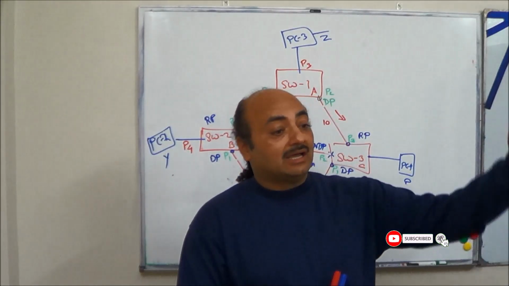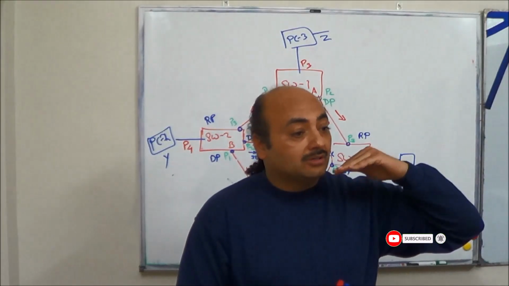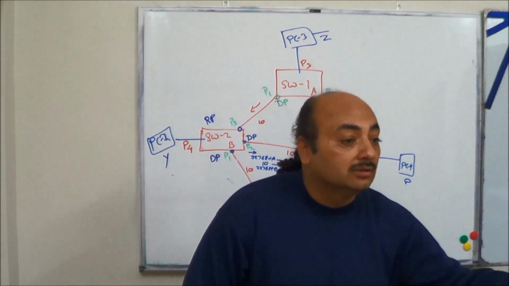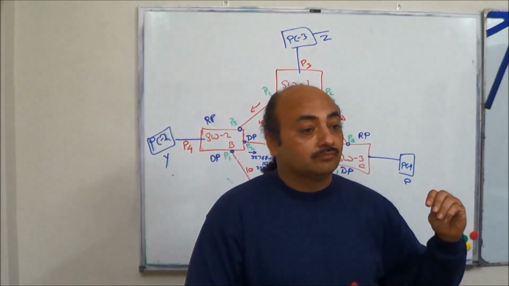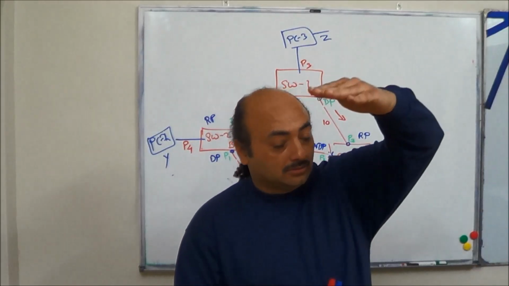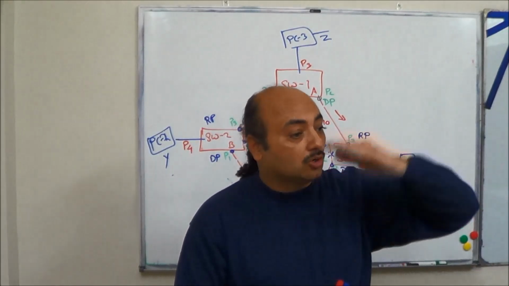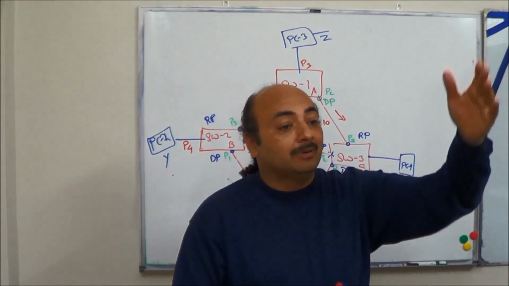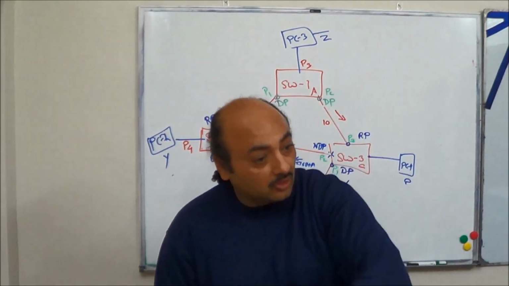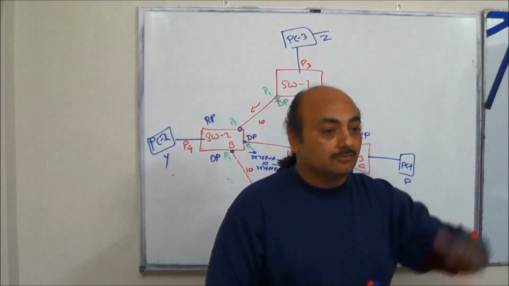So we have the tiebreaker again for electing the root bridge, electing the root port, and electing the DP or NDP. The criteria we follow are the best root bridge ID, then the best RPC, then the best sender bridge ID. We go sequentially, and for each election we follow this.